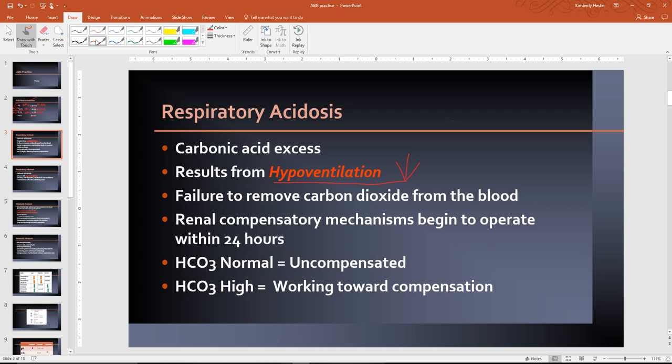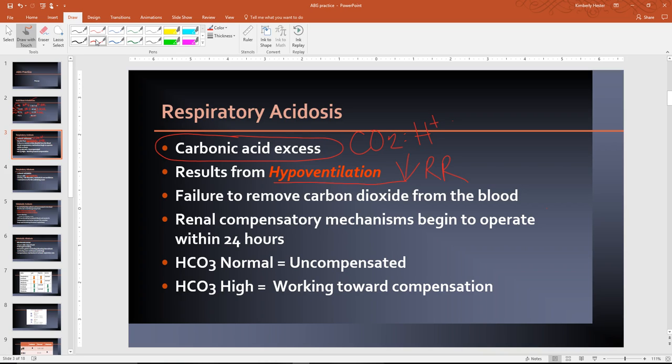So this is due to a low respiratory rate. So what is respiratory acidosis? Okay, it's an excess of carbonic acid, otherwise called carbon dioxide. And you can also think of it as your hydrogen ions.